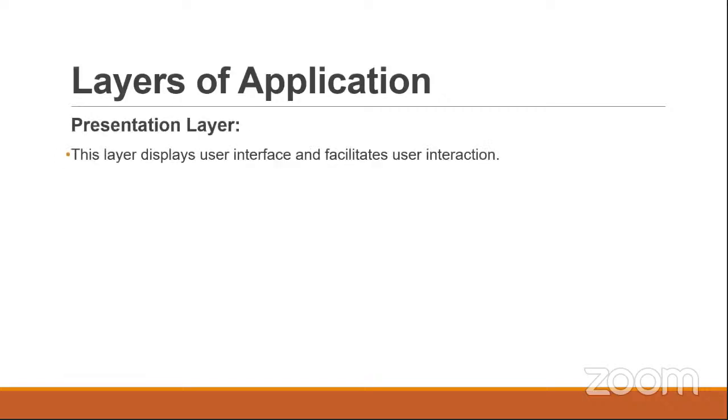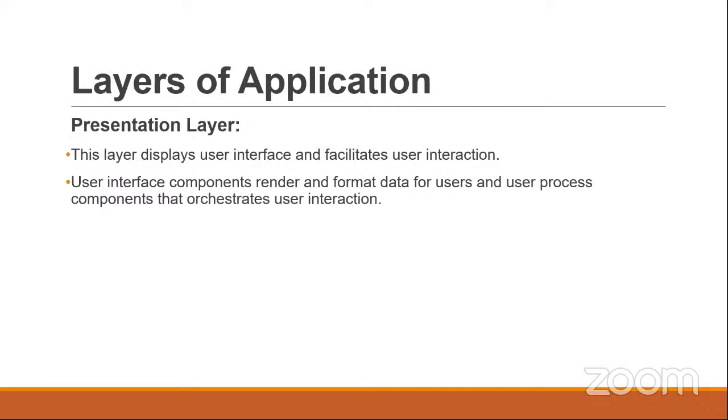Right, it's just a continuation. So this layer displays the user interface and facilitates user interaction. And of course, user interface components render and format data per user and user process. Okay, so user process components orchestrate user interaction. So it's always user interacted, right? The user will interact with the web application with the help of this presentation layer.